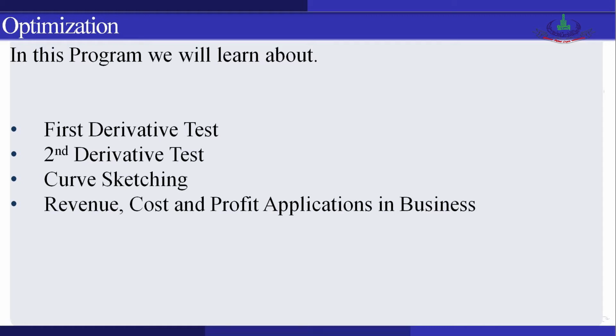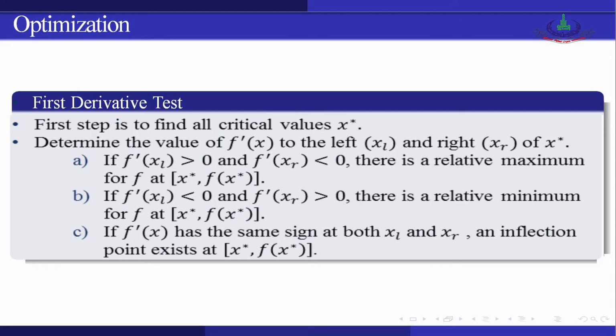Dear students, first of all, we start with the first derivative test. The first step is to find all critical values x star. Determine the value of f prime of x to the left, denoted by xl, and to the right, denoted by xr, of the point x star. So we have the following cases. Case A: if f prime of xl is positive and f prime of xr is negative, then there is a relative maximum for f at the point x star, and it is f of x star.